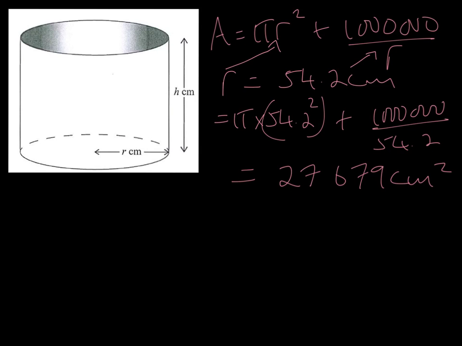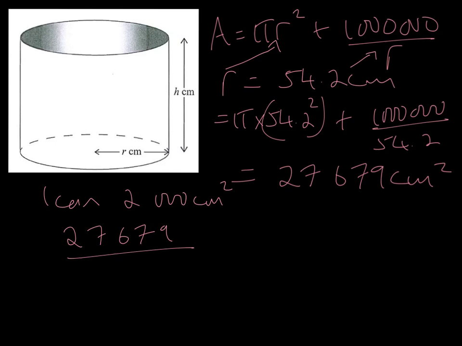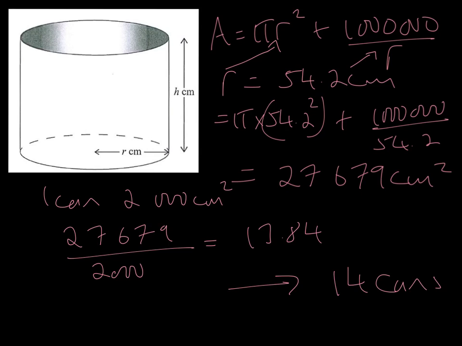The final part of the question, question 8, tells us that 1 can of water-resistant material creates a surface area of 2,000 centimeters squared, and asks us to find the least number of cans of water-resistant material that will create the area in part G. So we're going to take our area, 27,679, we're going to divide it by 2,000, and that's going to give us 13.84. So in order to completely cover the total area, bearing in mind we can only buy complete numbers of cans, we will need to buy 14 cans of water-resistant material.